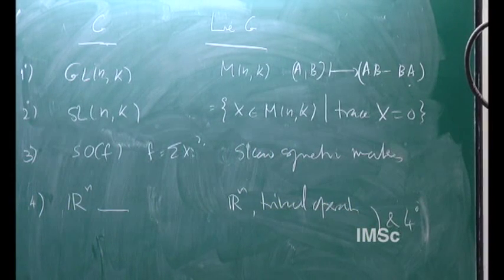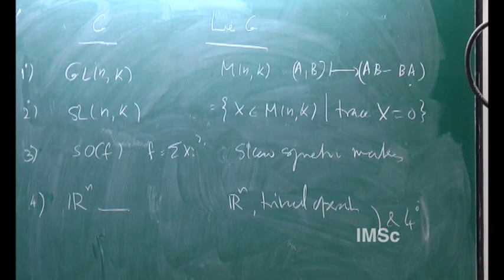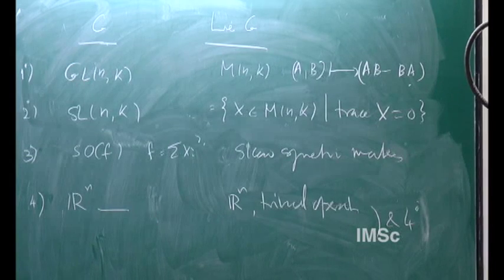And how does one prove this? In the case of R^n, the vector fields are nothing but the invariant vector fields. d/dx_1 is the invariant vector field, translation invariant. So d/dx_1, d/dx_2, ..., d/dx_n, they are all the invariant vector fields. And they all commute. So the bracket operations are zero. They span the whole Lie algebra and they all commute. So bracket is zero for the R^n Lie algebra.